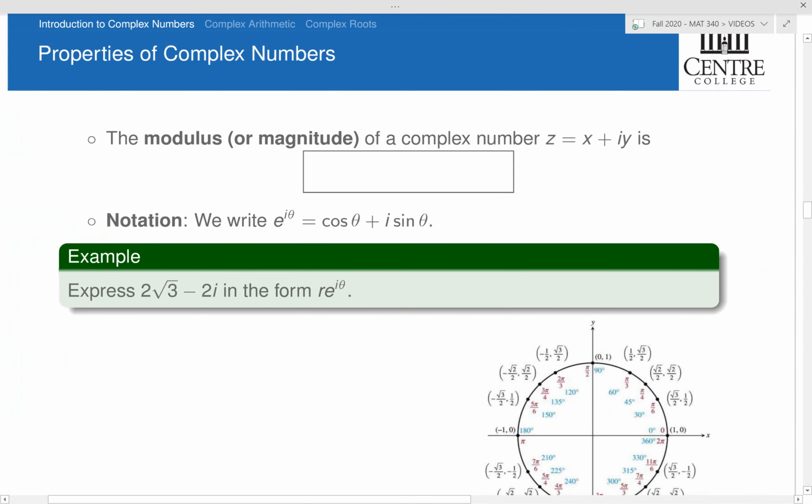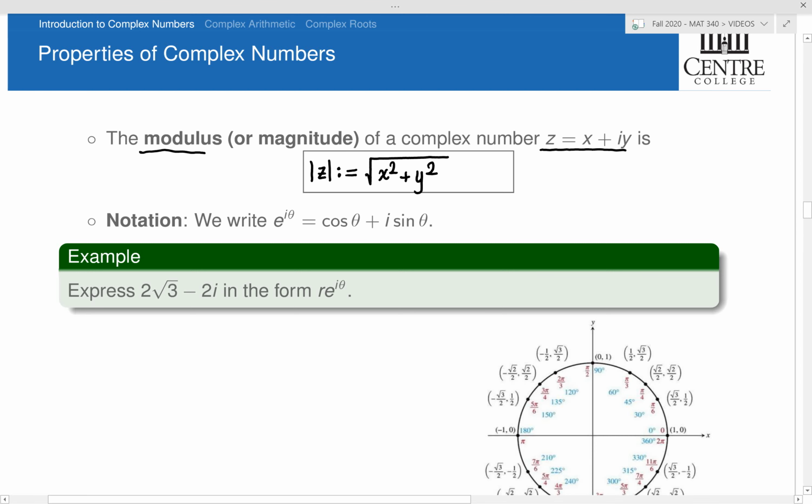All right, so a few properties of complex numbers. First, we're going to talk about the modulus or magnitude of a complex number. So if we have a complex number z equal to x plus iy, the modulus of a complex number, which we're going to denote by absolute value of z, is going to equal the square root of x squared plus y squared. So that's the modulus of z, and the modulus is always going to be positive.